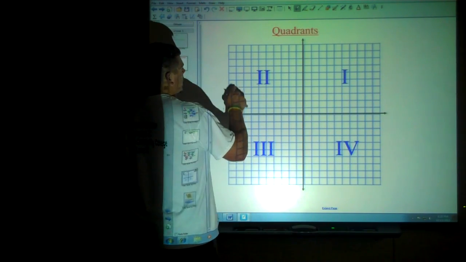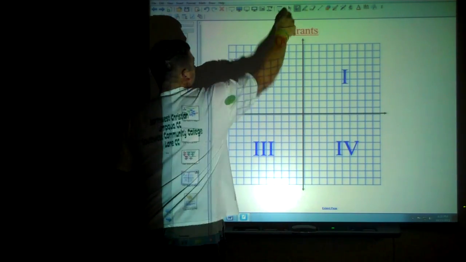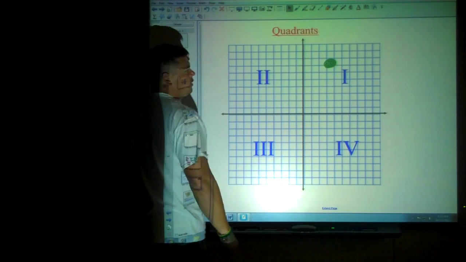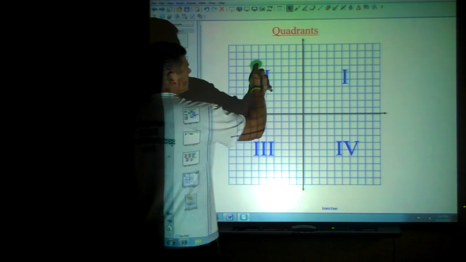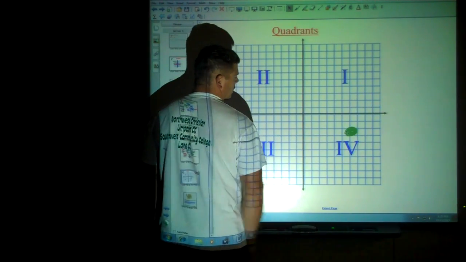Now if I draw a big old dot and I move it around, anything that's in this area, if that were the coordinate, it would be in the first quadrant. If that's the coordinate, it's in the first quadrant. Anything over here is the second quadrant. Any dot down here is the third. Any dot over here is the fourth.